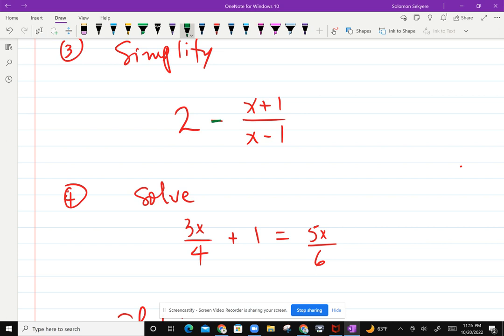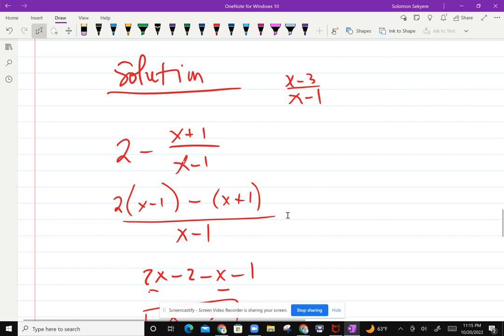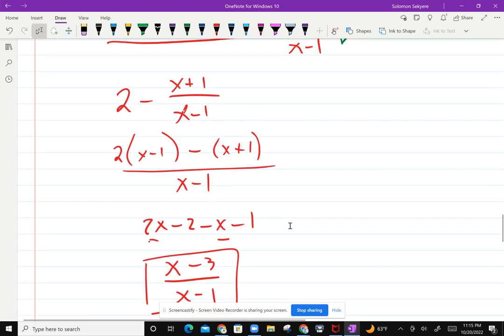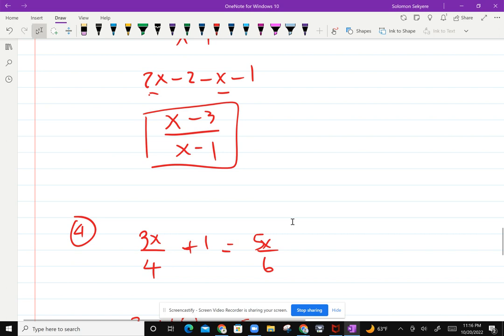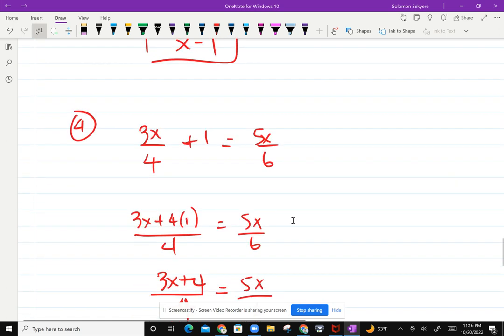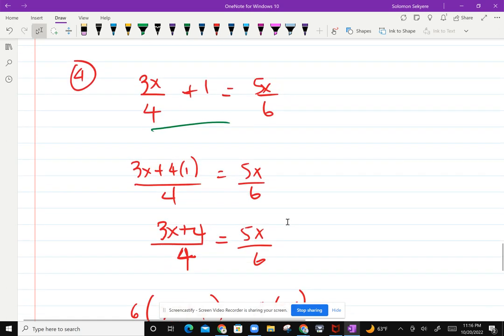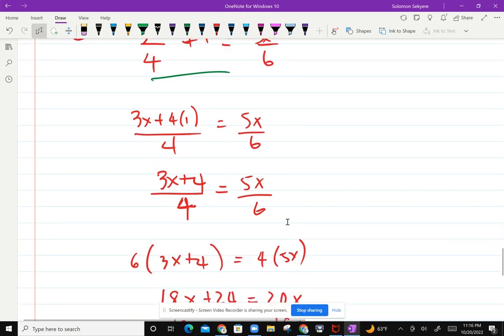All right. So here are the answers. First one, you should get x minus 3 over x minus 1. That should be your answer. You multiply 2 times x minus 1, bring your parentheses so that you don't make a mistake. And the second one, what do we do? We combine the left side, made it one term, and then we cross multiply.